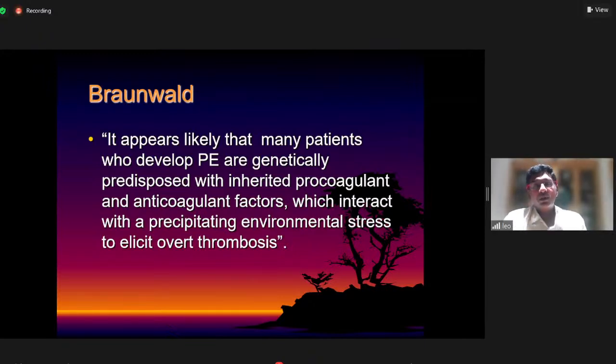When I had to make a presentation on this some years ago, I asked my wife, and she just threw me a big book called Braunwald and said, whatever you want to pick up, take it from this. As it turns out, it says: it appears likely that many patients who develop pulmonary embolism are genetically predisposed with inherited pro- and anticoagulant factors, which interact with a precipitating environmental stress to elicit overt thrombosis.